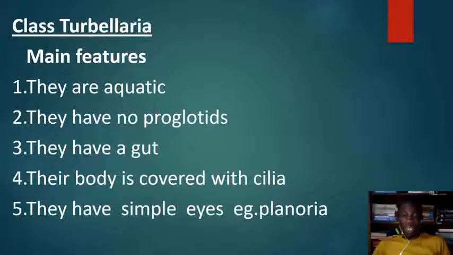Let's note it. And of course, they have a gut system, or digestive system. Let's take note of that one. Then next is that their body is covered with cilia. So we should take note of that one. Then they also have simple eyes. A typical example is the planaria. That's one of the typical examples of organisms in the class Turbellaria. So let's take note of this one.